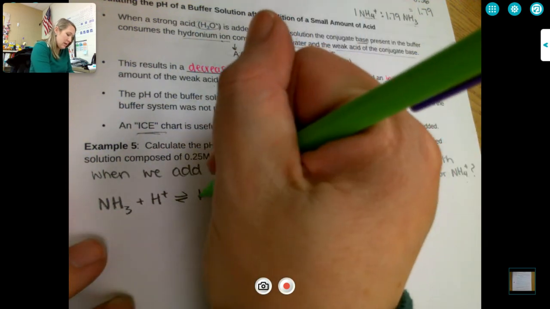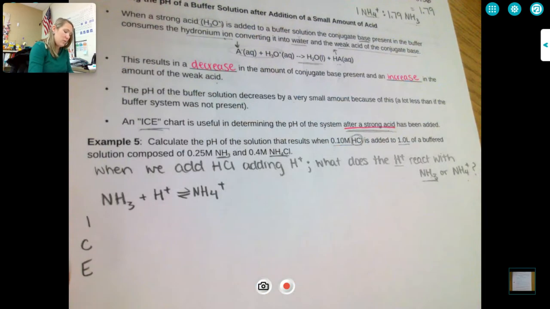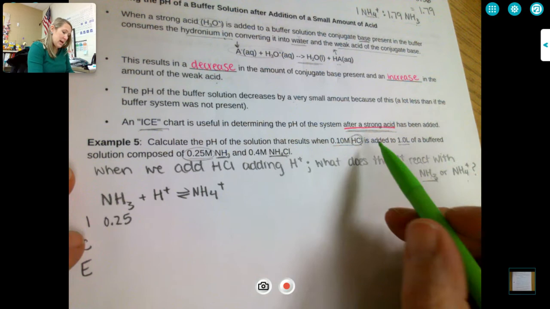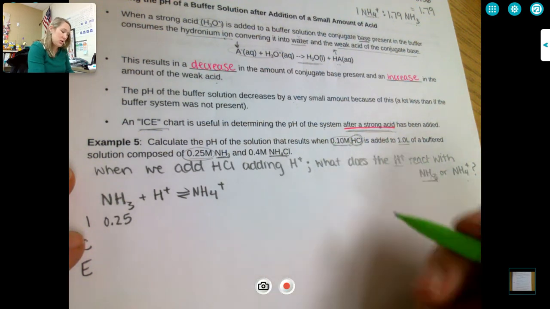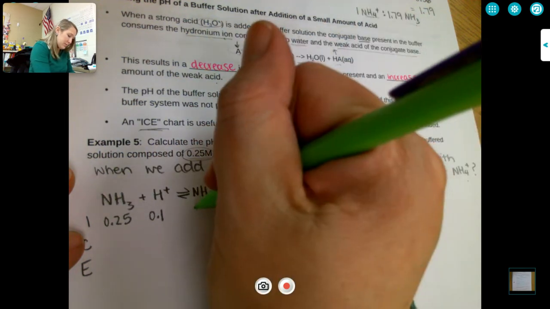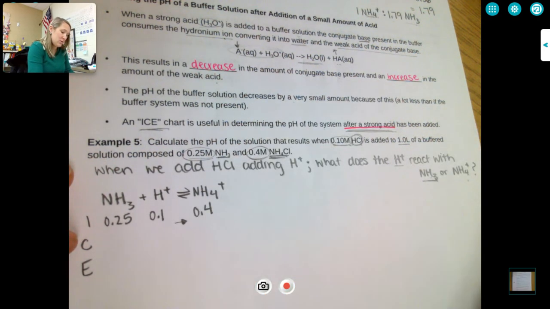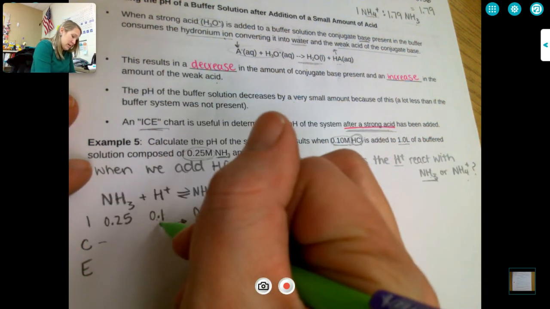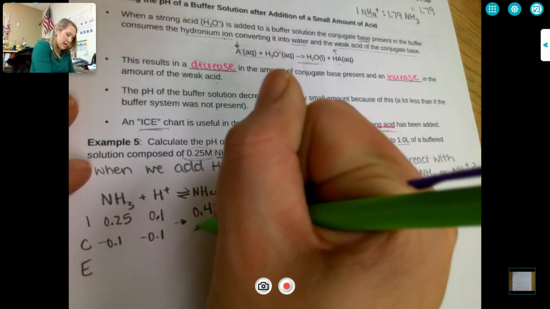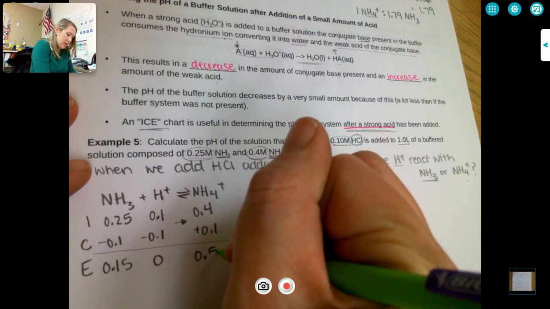This is weak, so we draw our equilibrium, and that's going to make NH4+. So I look to see, what am I starting with? Well, we have 0.25 molar NH3. I'm adding 0.1 molar HCl. It's a 1-to-1 ratio, so that's 0.1 molar hydrogen ions. And I have 0.4 molar NH4. I am causing this reaction to happen, so I am shifting to the right because these two things are going to react together. The smaller amount is my 0.1 of hydrogen ions, so that's going to decrease and add to this side. So I'm going to have 0.15, 0, and 0.5.